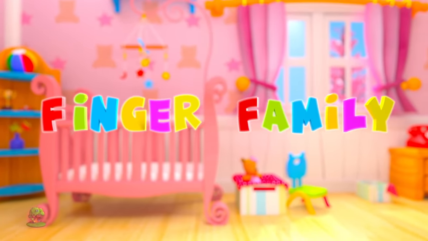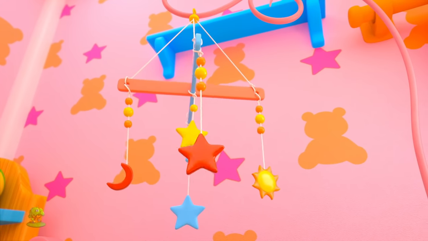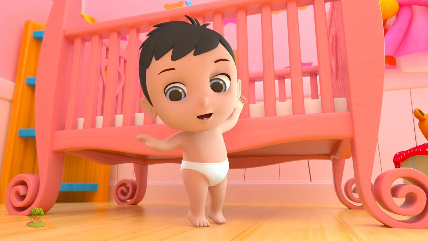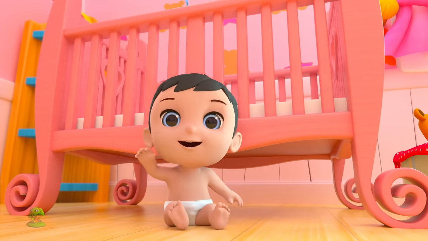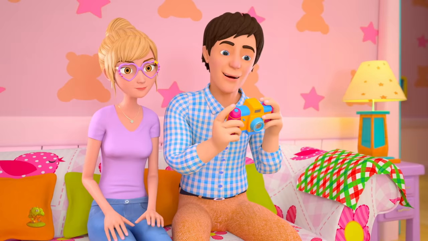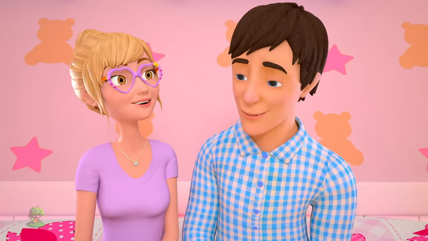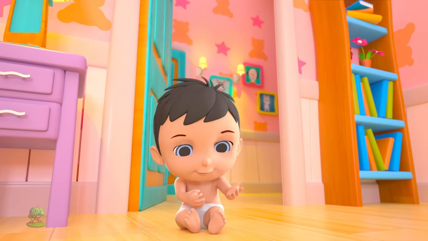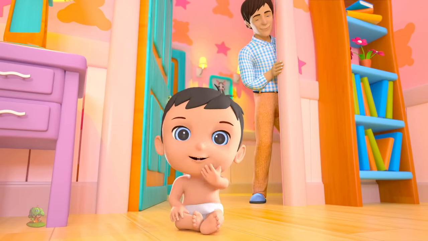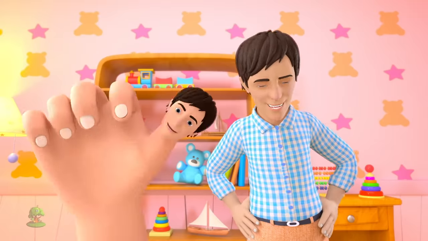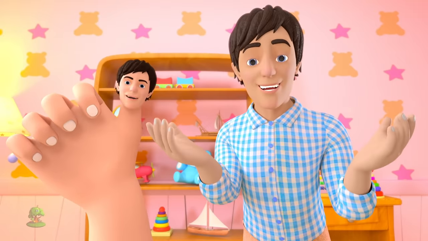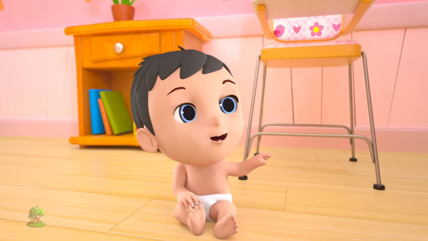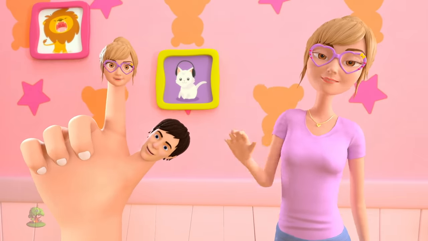The Finger Family. Daddy Finger, Daddy Finger, where are you? Here I am, here I am, how do you do? Mommy Finger, where are you? Here I am, how do you do?